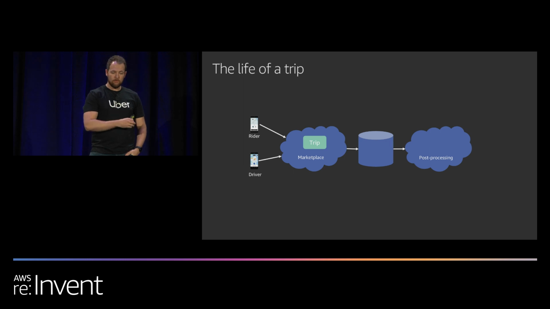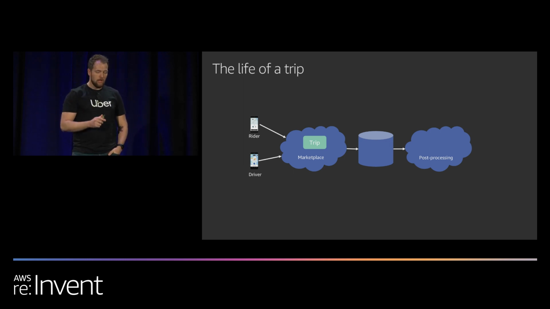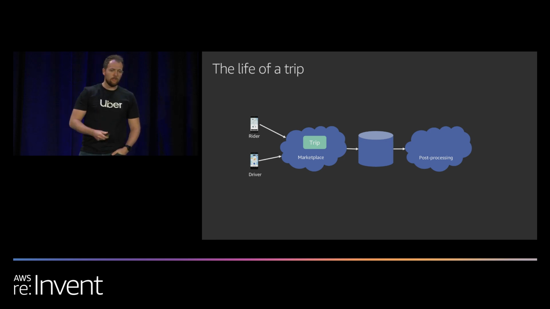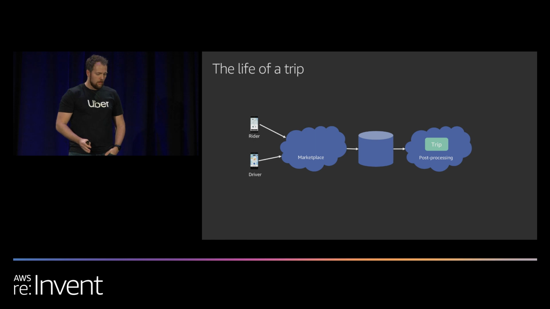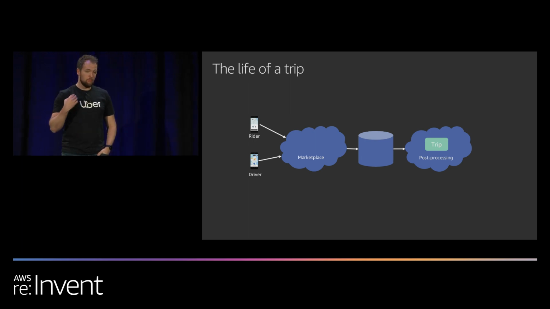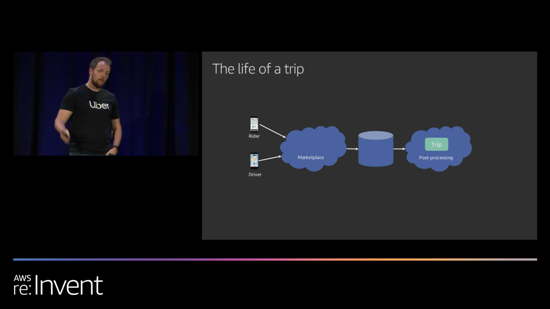And for the lifetime of that trip, basically from when you get into the car to when you get out and everything's done, it lives in the marketplace. So it keeps track of all the states and GPS coordinates and all this stuff. When that's done, it moves into post-processing. And in post-processing, a lot of stuff is happening, like fraud detection and all that kind of stuff, but also a lot of payments. That is, make sure that the rider's credit card is charged, that we pay out money to the driver, and if you're tipping, then make sure that the driver gets the tip, and so on. So generally, there's a lot of money processing going on in here.